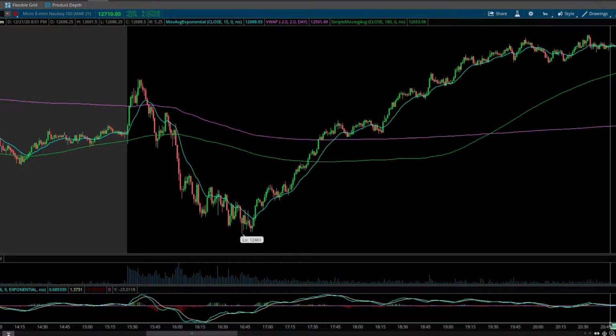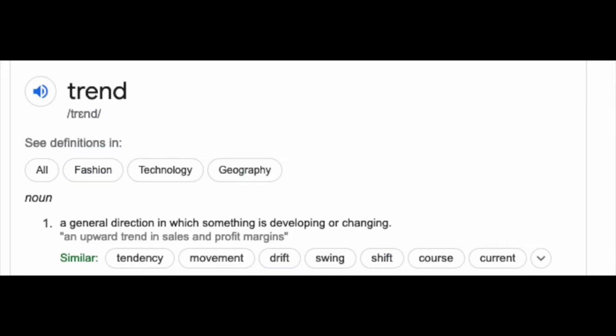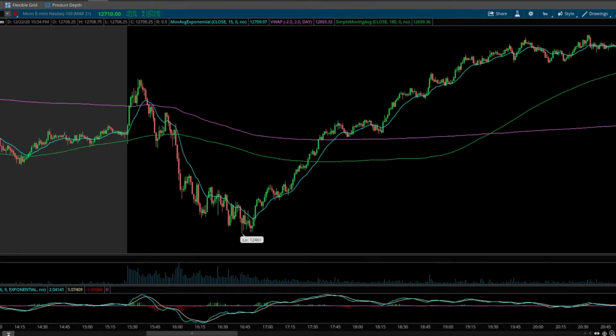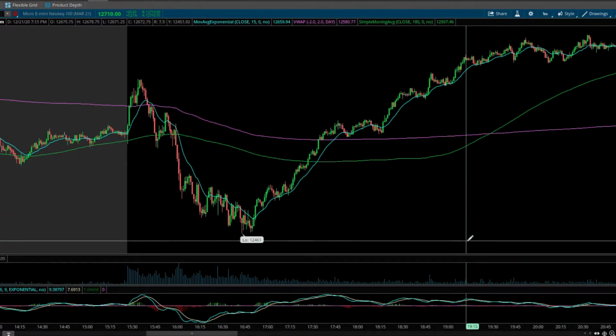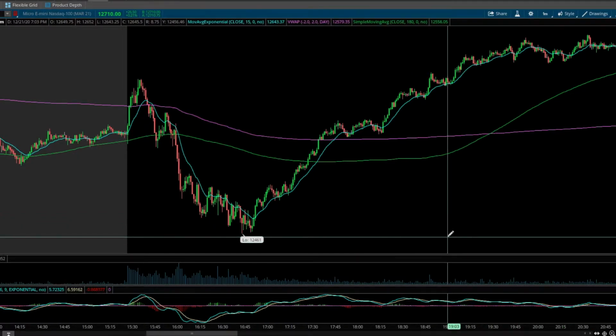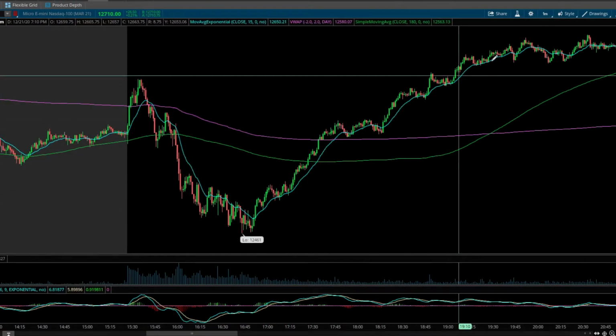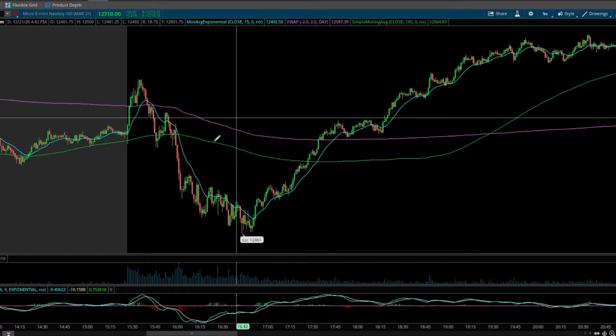First, let's define a trend. According to the English dictionary, a trend is a general direction in which something is developing or changing. Therefore, as in the definition, we must first know if the trend is heading upwards or downwards, if it's an uptrend or a downtrend. So let me give you guys an example. In this example, we can see that the market is rising. Therefore, we classify the trend as an uptrend. Now, what is an uptrend?